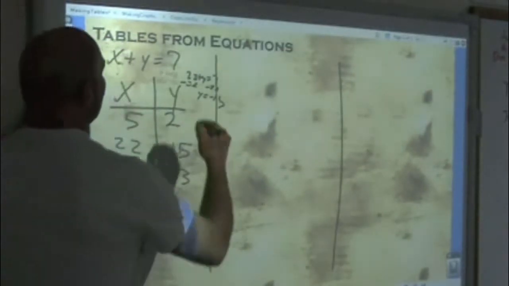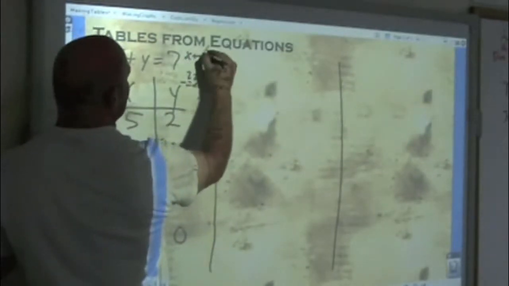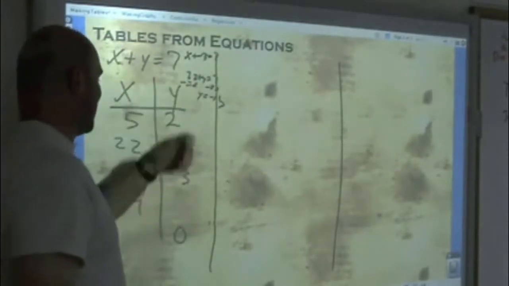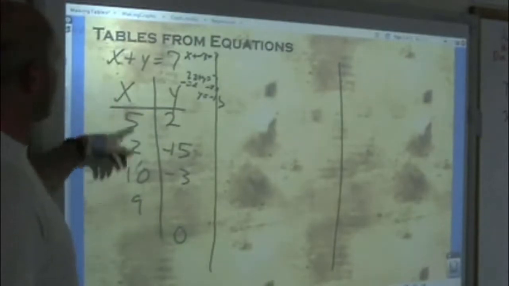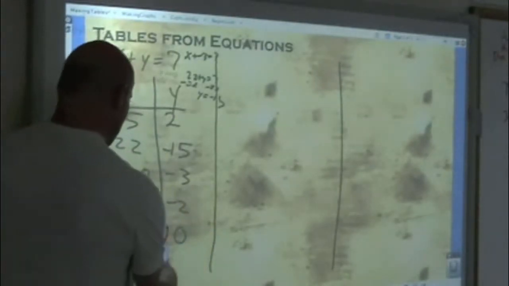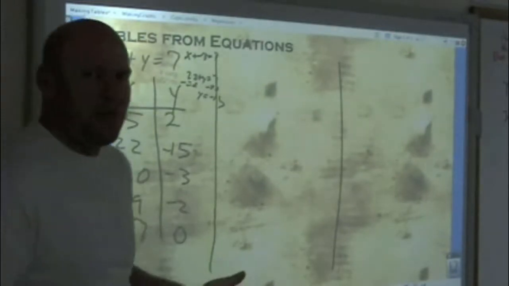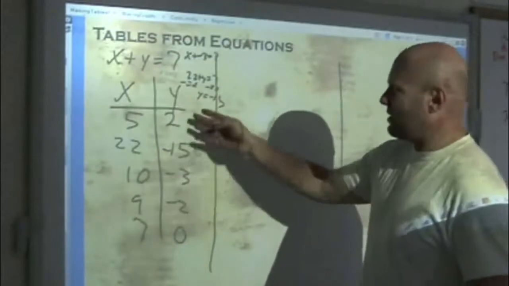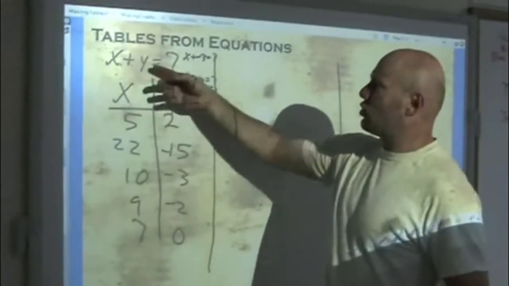If y is negative 3, that's x plus negative 3 is equal to 7. Add 3 to both sides. This must be 10. 10 plus negative 3 produces 7. If this is 9, 9 minus 2 is equal to 7. If this is 0, then this one turns out to be 7. Making a table from an equation is a piece of cake. I picked some. The others are dictated by, once I've made my choice, what the other one has to be.